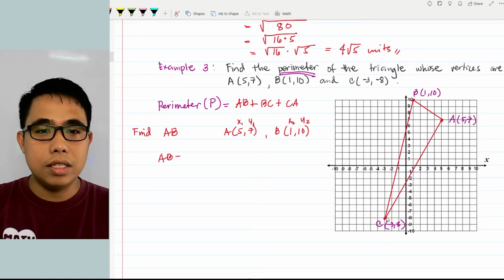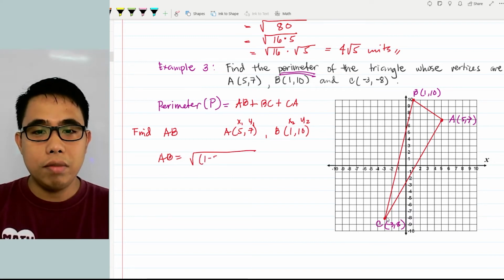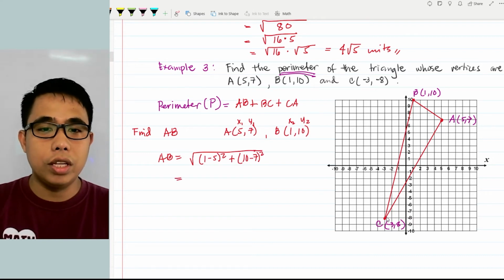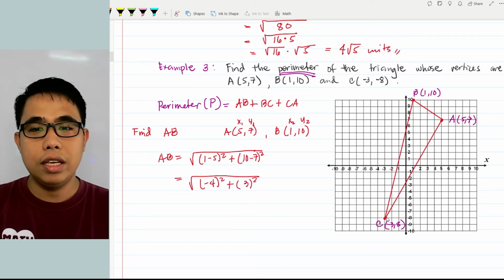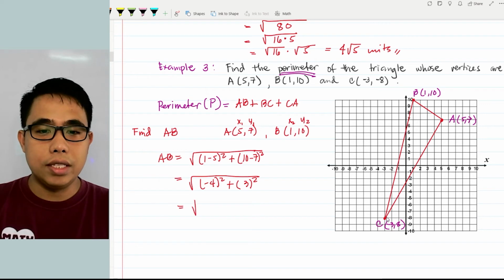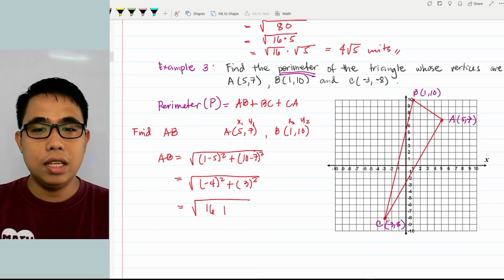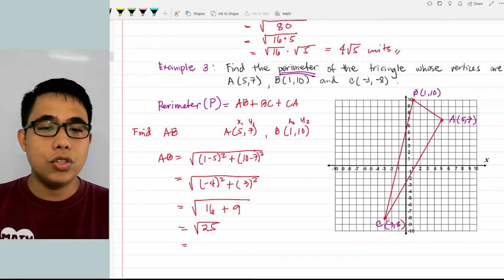So AB is equal to the square root of, that is 1 minus 5 squared, plus 10 minus 7 squared. So that is equal to the square root of negative 4 squared plus 3 squared. So that is equal to the square root of 16 plus 9. And the square root of 16 plus 9 is the square root of 25. Simplifying, the square root of 25 is equal to 5. So the length of AB is 5 units.